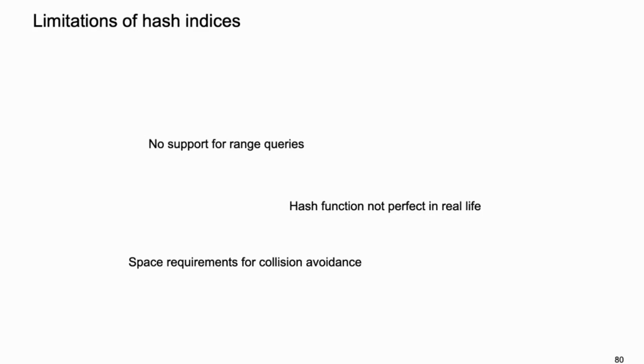If you ask for all the centuries between 15 and 20, there is no easy way. The only thing you can do is look for 15, then 16, then 17, then 18, and so on. So you have to iterate through your range. So hash indices do not help with range queries. Then in real life, hash functions are not perfect. There will be collisions that we need to handle. And then if you want to avoid the collisions, you need a lot of space, right? So there's a lot of wasted space in memory because of that.